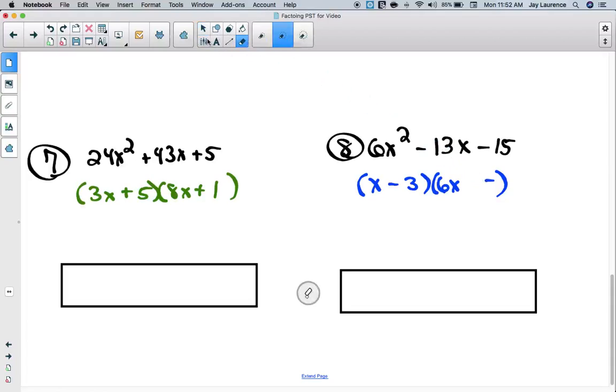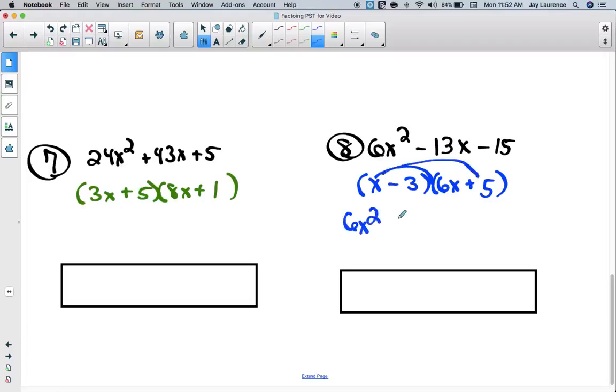Well, that would have to be a 5. Tell you what, let me see if I can just figure out what it's supposed to be. That would have to be a 5, and since C is negative, it would have to be a plus 5. Let me double distribute and see if it works. All right, so I'm going to get 6x squared. I like that. And then I'm going to get a positive 5x. And then I'm going to get a minus 18x, which when I combine those, I get negative 13x. And then a negative 3 times a positive 5 is negative 15. Yeah, it works. This is the correct solution.